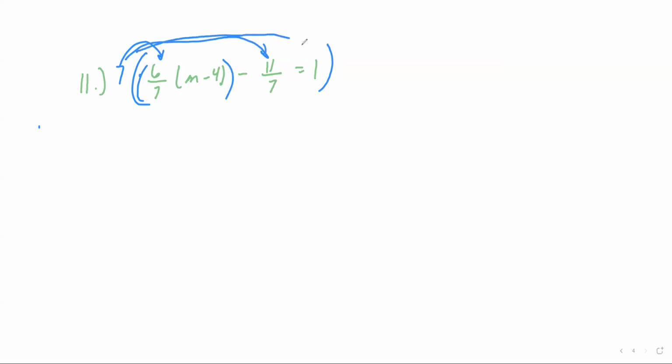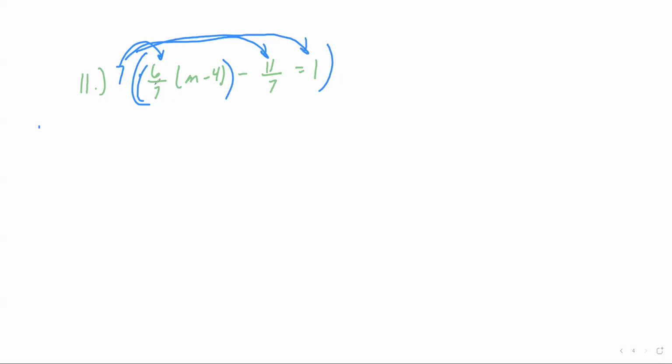This one is 6/7 times m minus 4 minus 11/7 equals 1. Again, not a big fan of fractions. So I'm going to multiply everything by the least common denominator, which in this case is 7, the only denominator. That makes life a little bit easier. So I'll multiply this whole thing. This whole thing is one term. And then this one, and then this one.